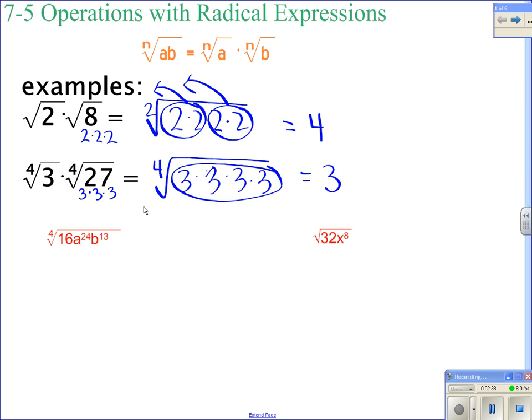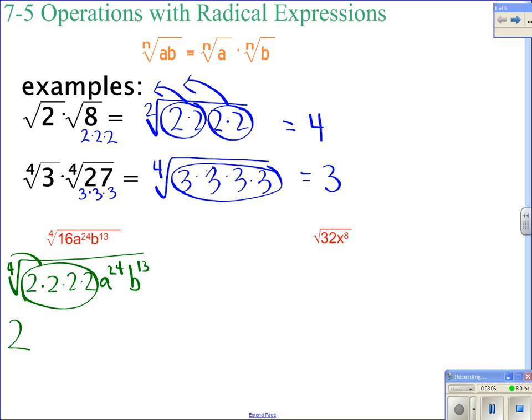So I'm not going to do the prime factorization of the A's and the B's, but I am going to rewrite this. So we're looking for groups of 4 things that match. So we do have a group of 4 with our numbers, so we can take that out of the root. Now let's look at our letters. The question is, how many groups of 4 are there that we can take out? So how many groups of 4 are right here?